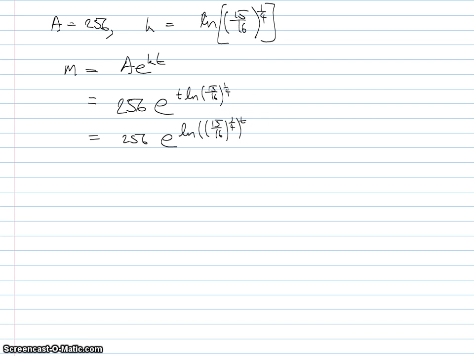But of course, using my exponential rules now, I don't have to write it like that. I can multiply the t inside and I get t over 4 here. And then I've got e and ln right next to each other, so you know what that means. That means I can go 256 and these two are going to cancel out. I get times 15 over 16 to the power of t over 4. And this is my expression for the mass of material remaining at t hours after it is first observed.